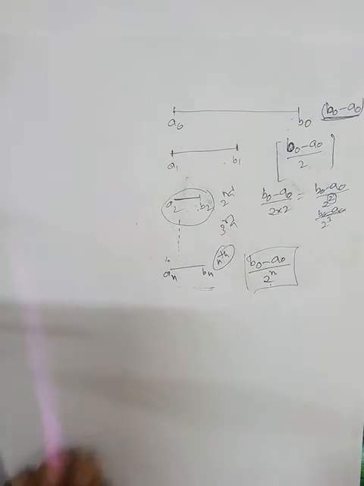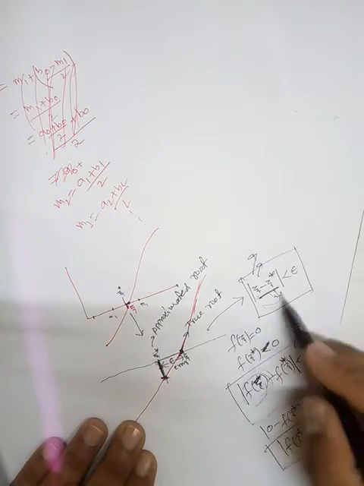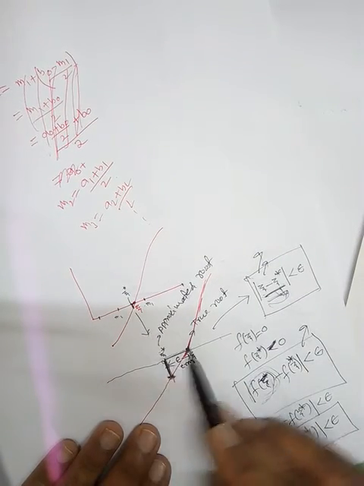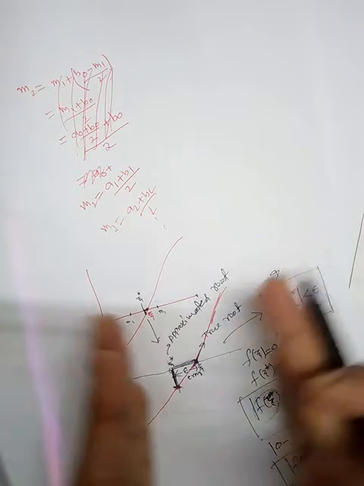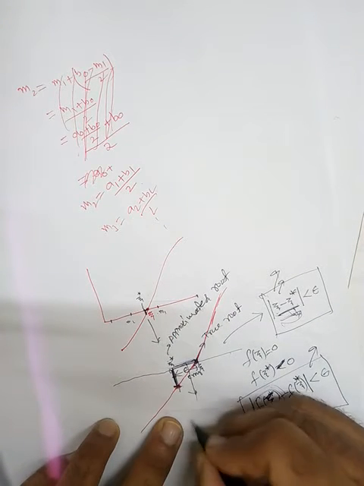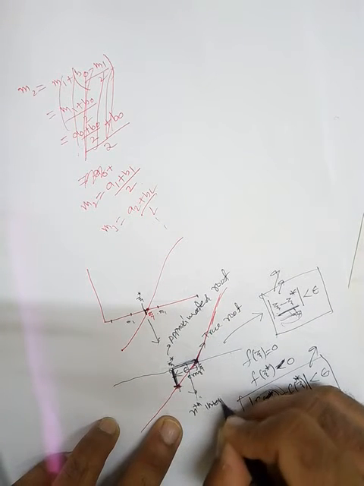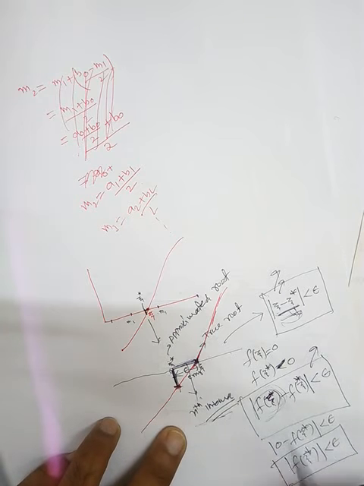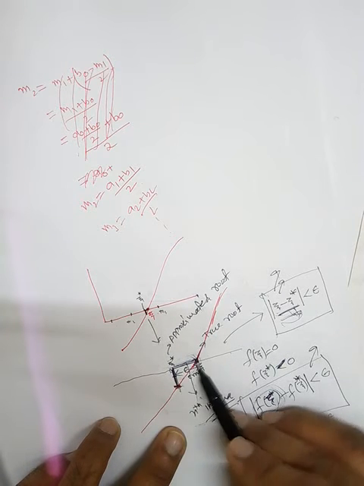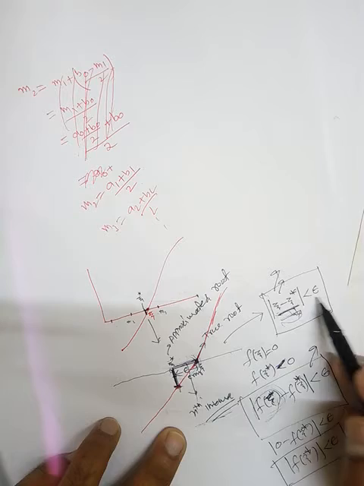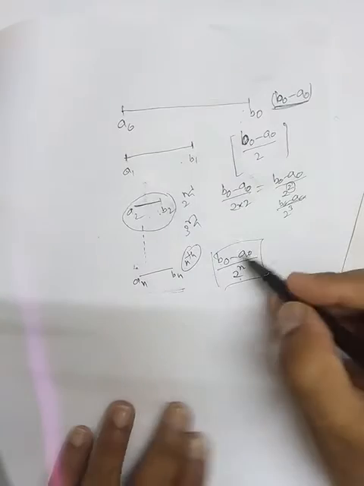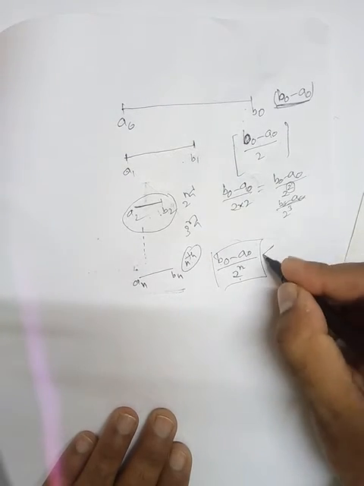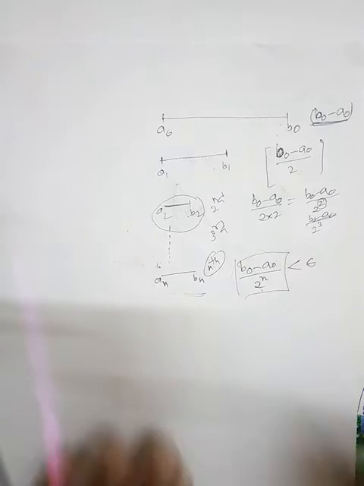Okay, so this is the length of the interval after n number of iterations, and it is continuously shrinking. This is the nth interval, and its length will be the difference between these two endpoints. That means this should be less than epsilon. So that's why we can say that this is the length after the nth interval, this should be less than epsilon, and this is the stopping criteria.